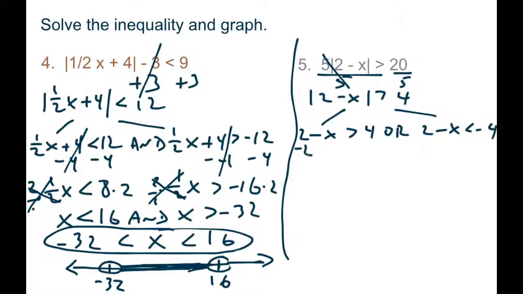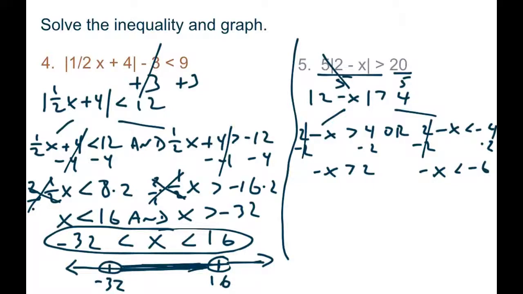Now let's subtract 2 on both sides. Do that for both of these inequalities. That cancels, and that minus x is the same as plus the opposite of x. So the opposite of x is greater than 4 minus 2, which is 2. That cancels. Same thing over here. The opposite of x is less than negative 4 minus 2, which is negative 6.